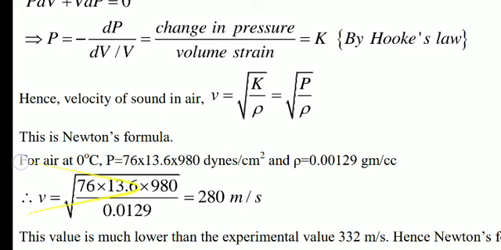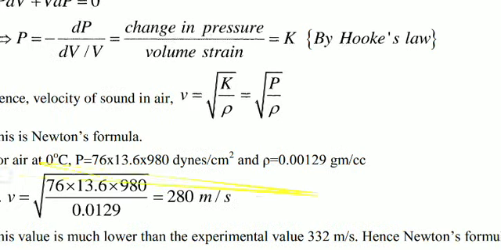So that will be equal to 0.00129 gram per cc or gram per centimeter cube. So if you put all these values, we will get V equal to 280, that is 280 meter per second. But we know that the value of sound in the gaseous medium is 332 meter per second at 0 degree Celsius. So therefore, whatever value we obtained by using Newton's formula, this value is not correct.